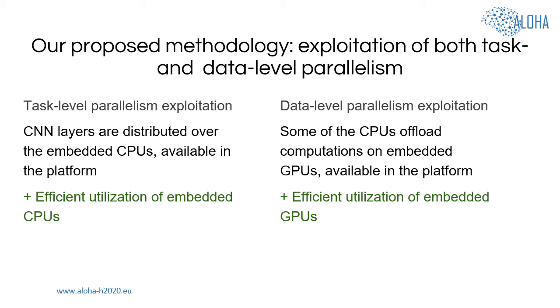In our methodology, we propose to utilize both task-level and data-level parallelism for efficient execution of CNNs on embedded platforms. In our approach, CNN layers are distributed over the embedded CPUs available in the platform, and some of the CPUs offload computations on embedded GPUs available in the platform. Thus, in our approach, we take full advantage of computational resources available in the platform to ensure efficient and high-throughput CNNs execution on embedded devices.